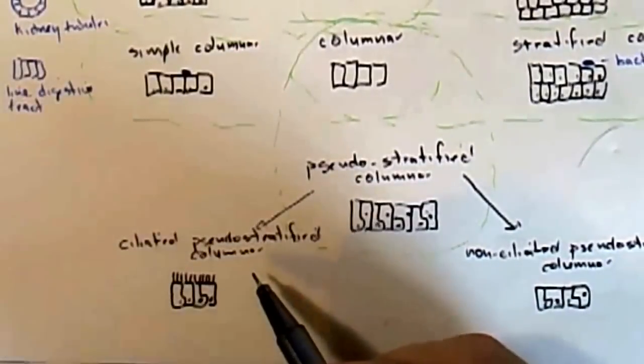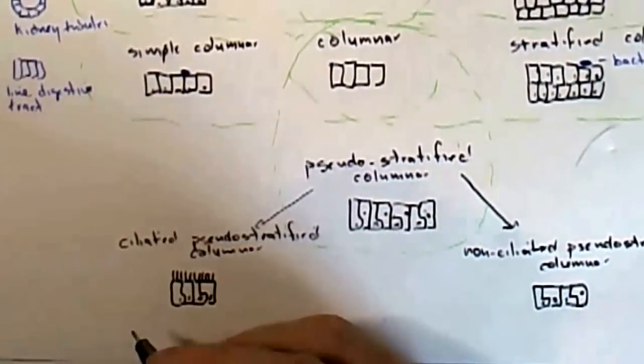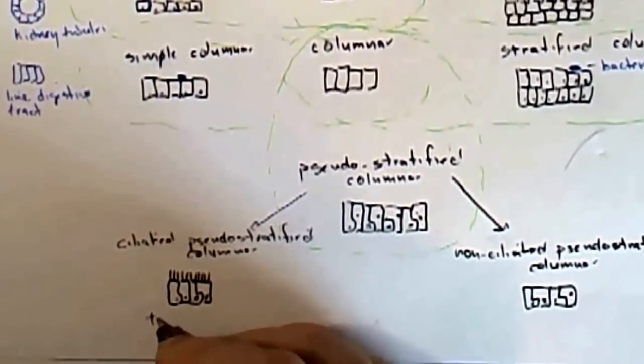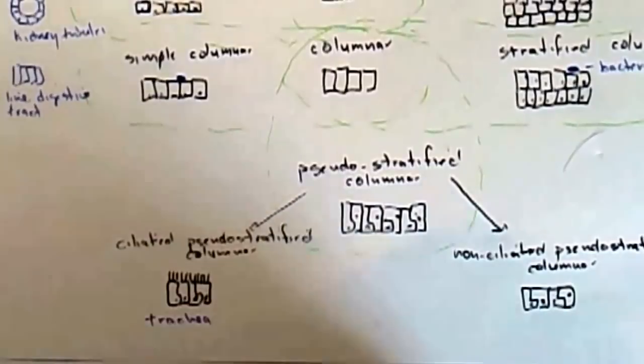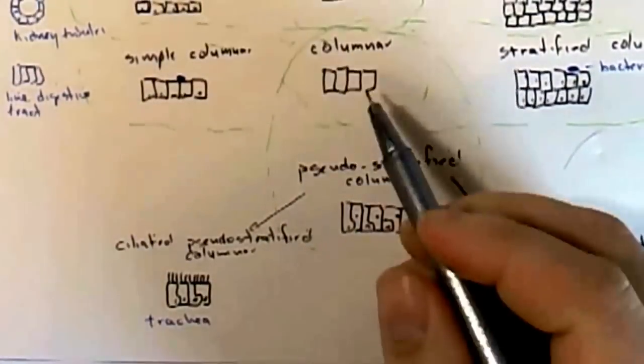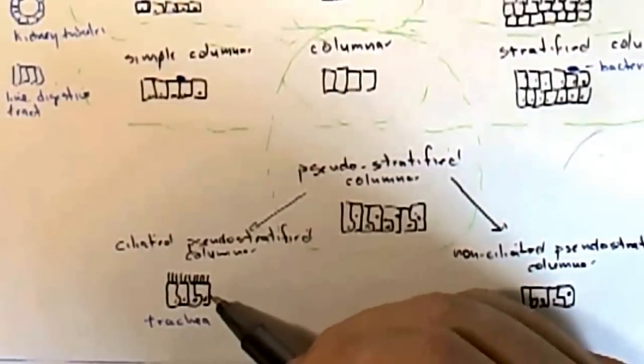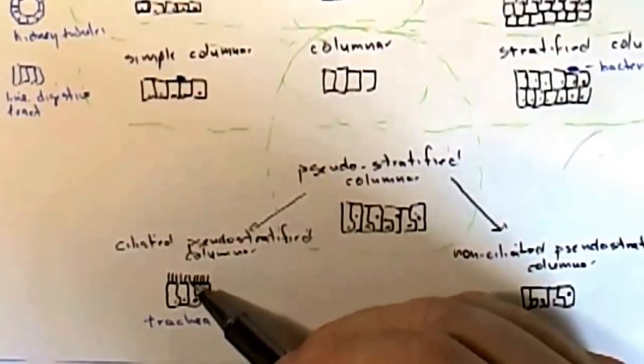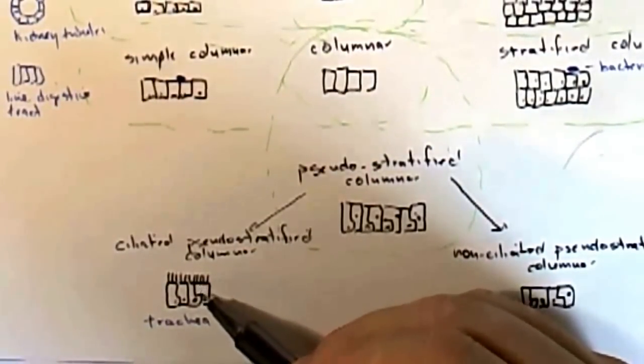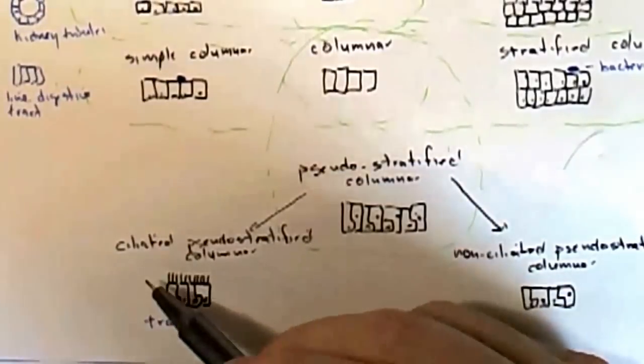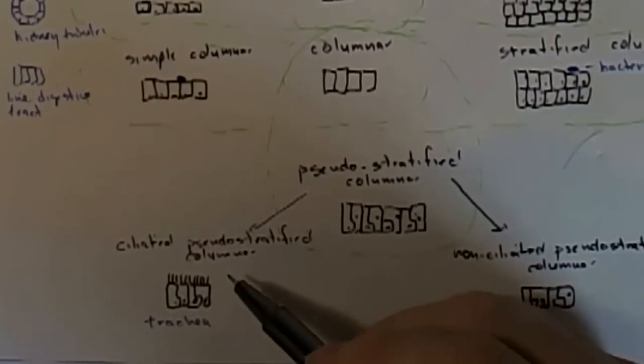Ciliated pseudostratified columnar. This is in the trachea. And again, that's a good place to have a nice thick columnar cell for protection. But you add the added need for cilia. You have cilia down in your lungs and in your airways that will sweep bacteria up towards your esophagus and digestive system.